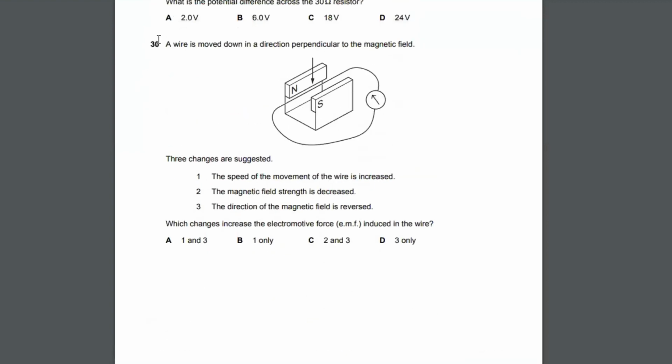Next, a wire is moved down in a direction perpendicular to the magnetic field. This is the magnetic field and this wire is made to go downwards. That's the arrow. Three changes are suggested. The speed of the movement of the wire is increased. Magnetic field strength is decreased. The direction of the magnetic field is reversed. Which change increases the electromotive force induced in the wire?